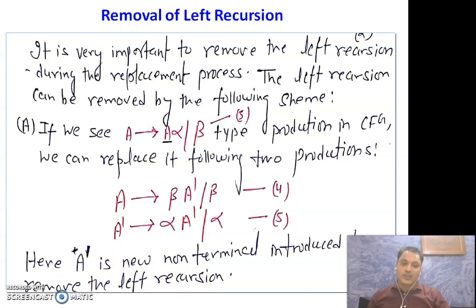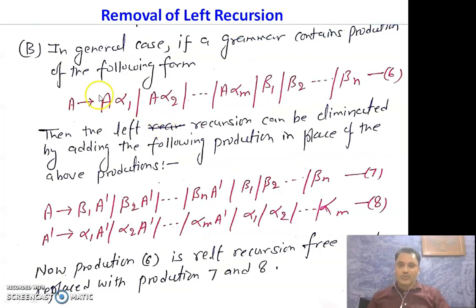This was the very specific case. In the next slide, we will discuss the very generic case. So in general, your production may be of the following form. You can see production number 6: A derives A alpha 1, A alpha 2 up to A alpha m, and beta 1, beta 2 up to beta n. This is the general case.